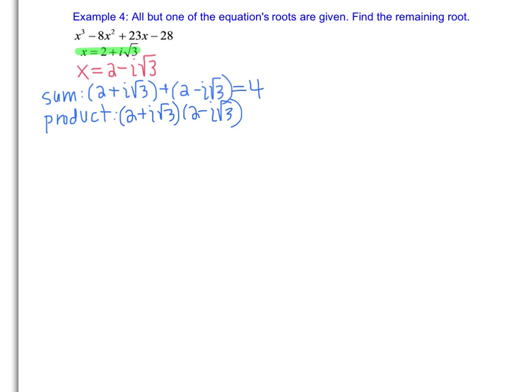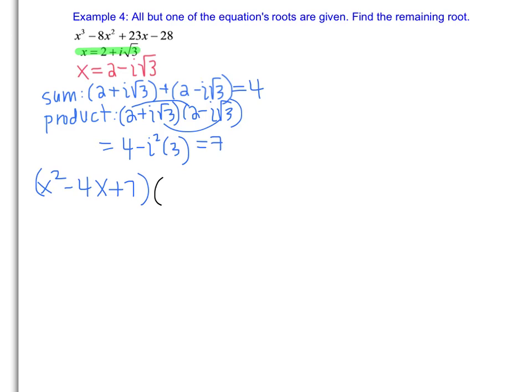So 2 times 2 is going to give me 4. Inner and outer terms will cancel. Then I'll get negative i squared times 3. So then we get negative 1 for i squared. So it's really 4 plus 3, or 7. So we have x squared minus 4x plus 7. So that's one of our factors.